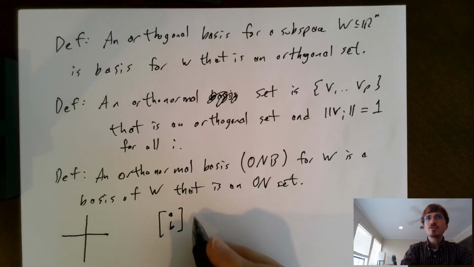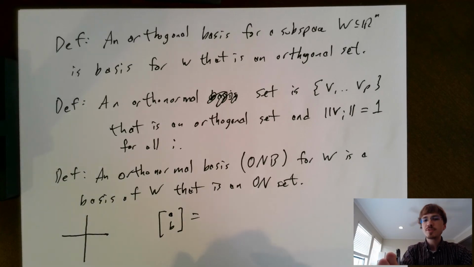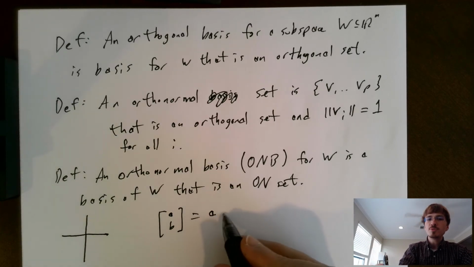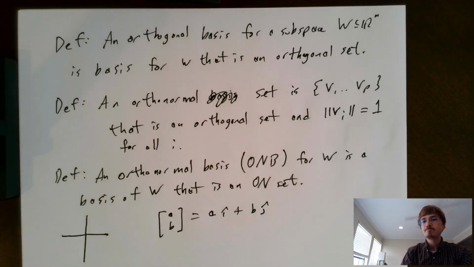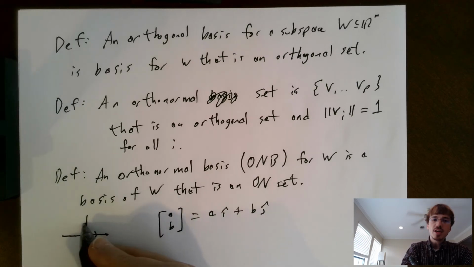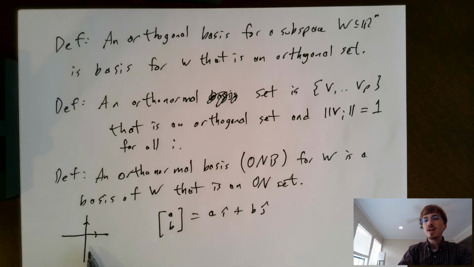A, B, back in trigonometry, or whenever you saw this first. We decomposed it in terms of A times i hat plus B times j hat, right? And these i hats and j hats were special vectors in R2. i hat's here, j hat's here. What do we know about the length of i hat? It's 1, right? What do we know about the length of j hat? It's 1. What do we know about the angle between i hat and j hat? It's pi over 2. And indeed, if you dot them, you get 0. So this is an orthogonal set.